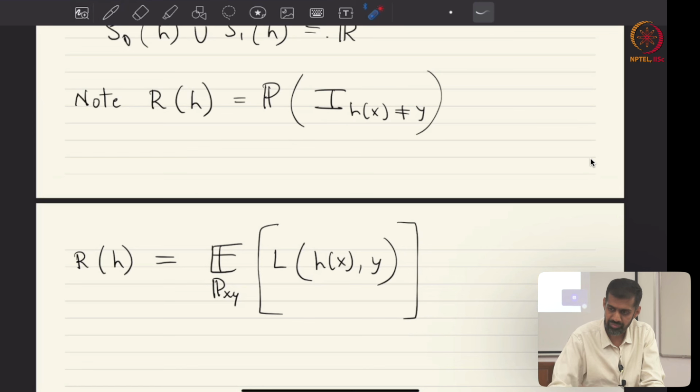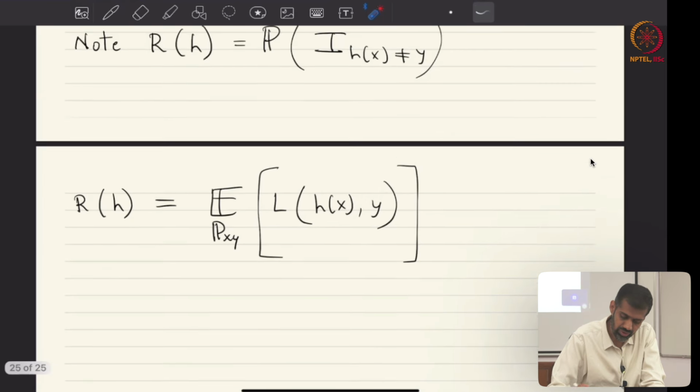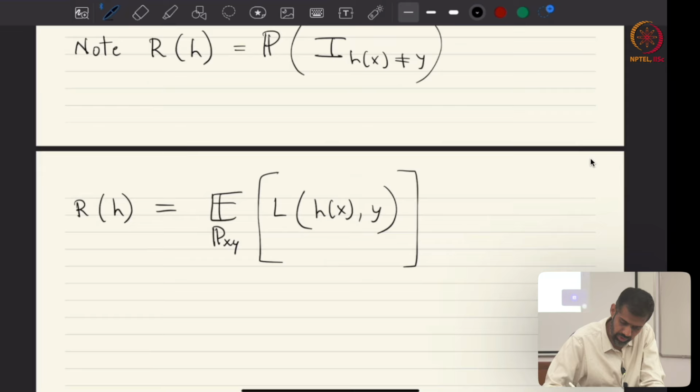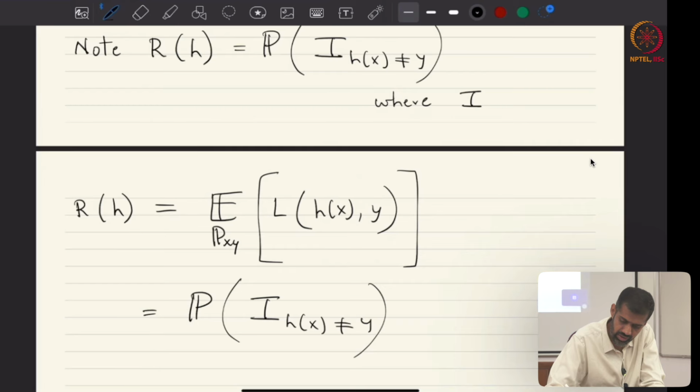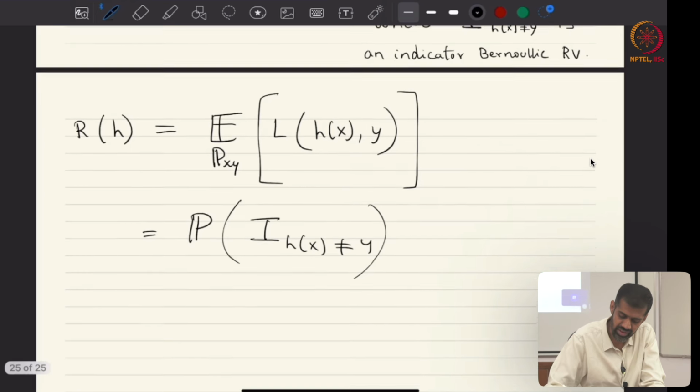So, which is equal to the probability of the indicator that this is, write it here, where I is an indicator random variable, a Bernoulli random variable. That's simply algebra, right? This is what it is.